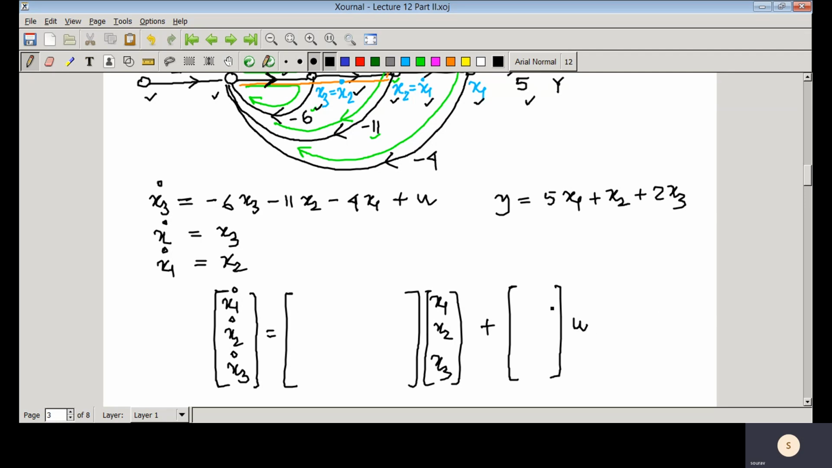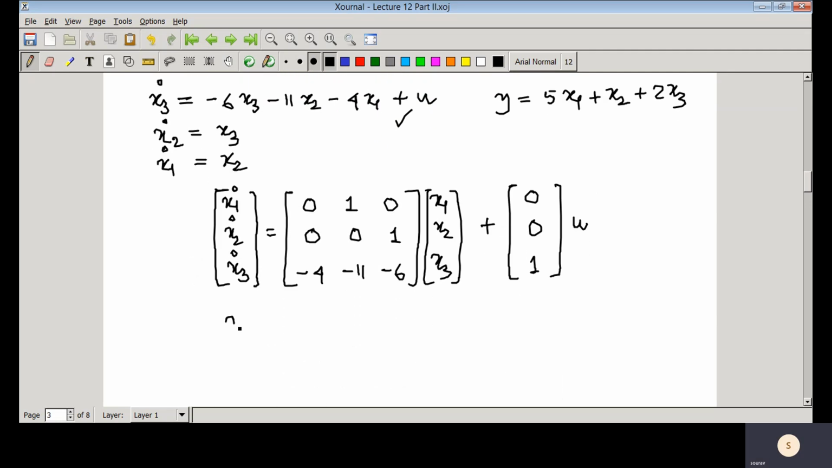So x1 dot equal to x2, that is 0, 1, 0, and here 0, and x2 dot equal to x3, and x3 dot, this equation you can see here, that is minus 4, minus 11, minus 6, and here you have 1, and output is this equation, that is 5, 1, 2.